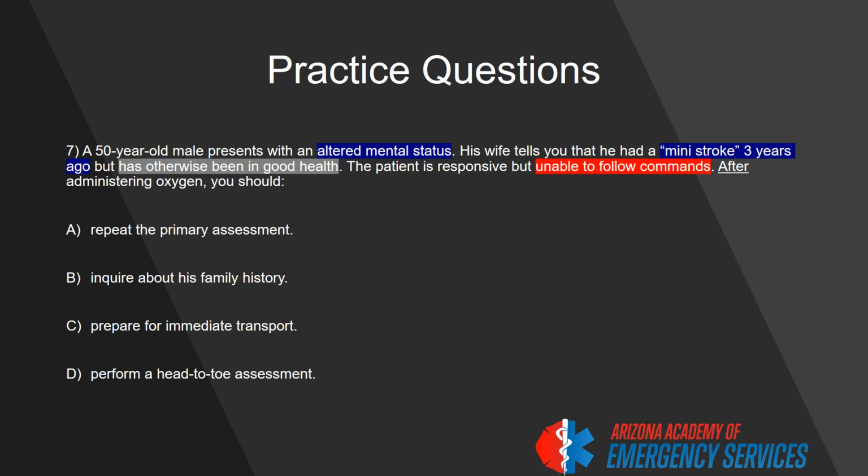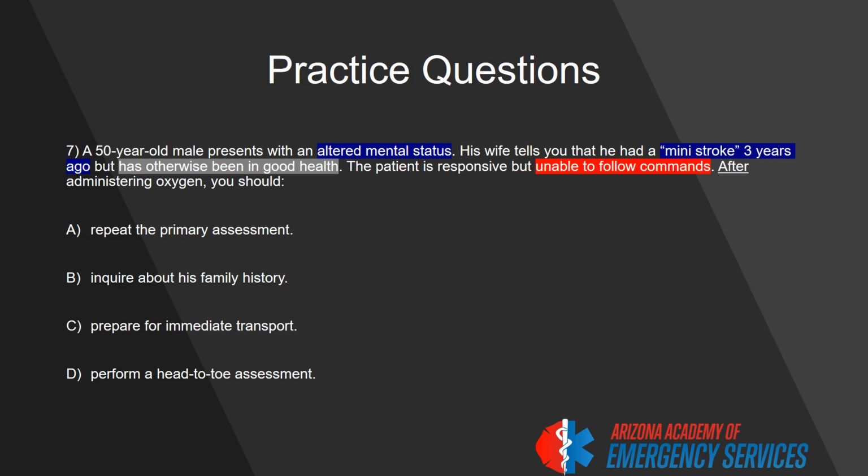The fact that he has otherwise been in good health is good for this theoretical patient. However, we don't want that to distract us into saying, oh, well, it's probably another mini stroke. If he's been in good health, then this probably isn't that significant either. Which is not the case, as you can see from the red highlighted information for hallmark signs and symptoms. The patient is unable to follow commands. Even though they're responsive, they cannot follow your commands.